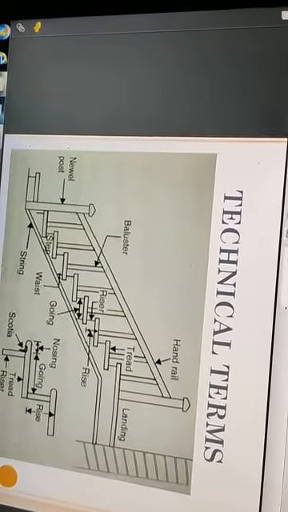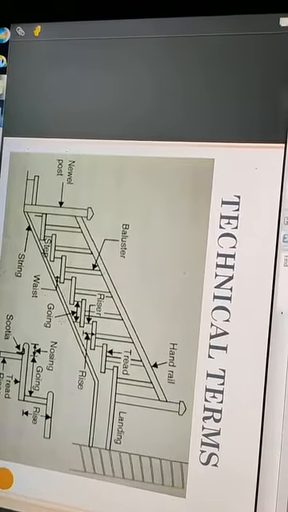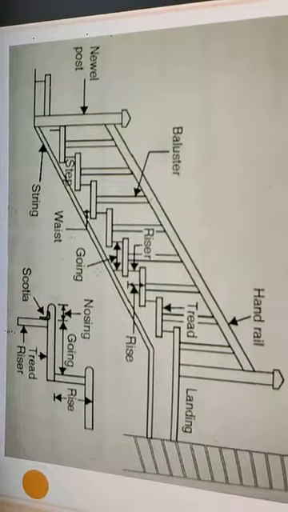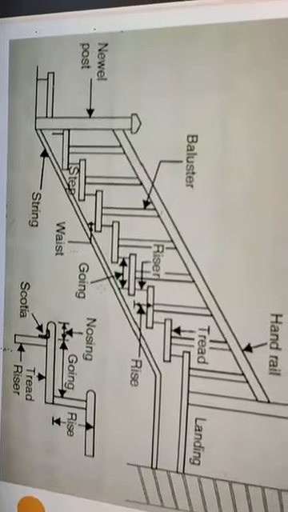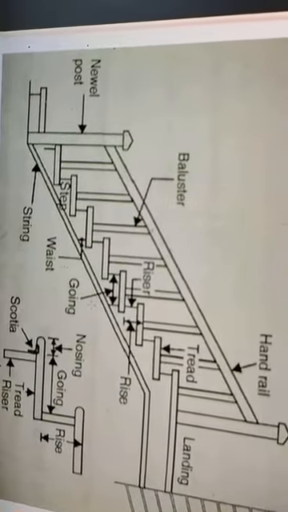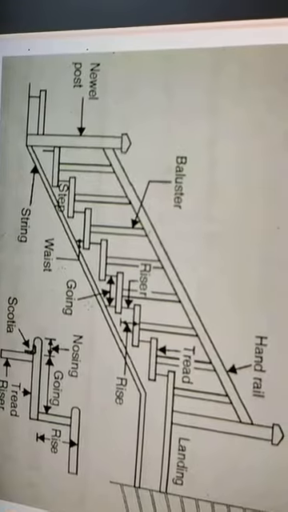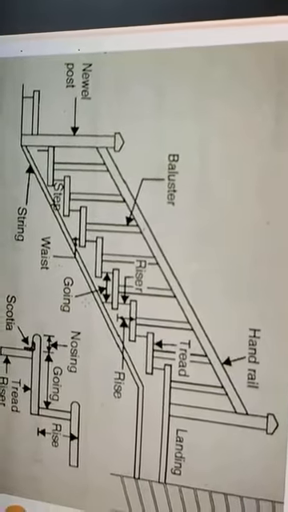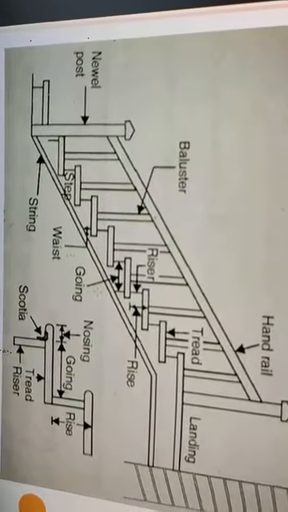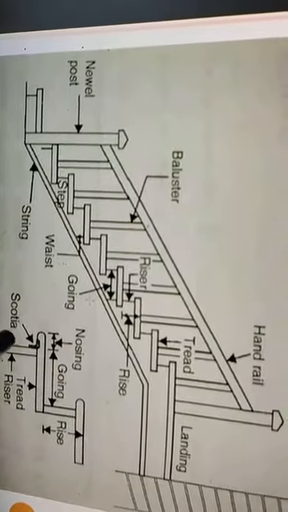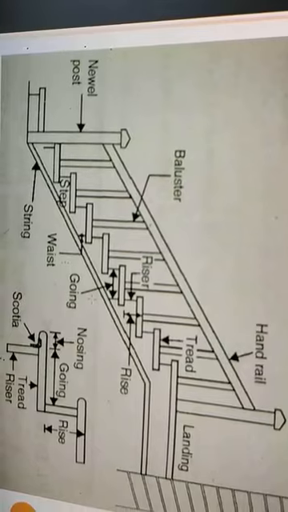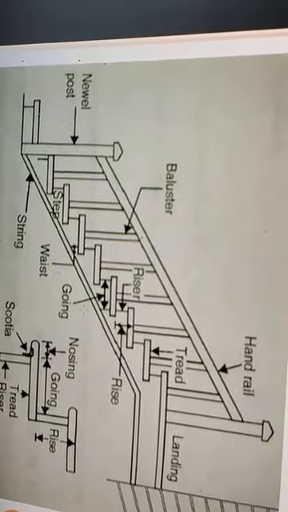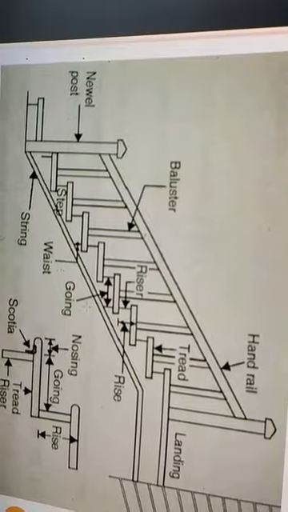And what is nosing? You can see this is the nosing. Nosing is the projecting part of the tread beyond the face of the riser. And this is the scotia, right? What is scotia? It is a moulding provided under the nosing to provide strength to the nosing.